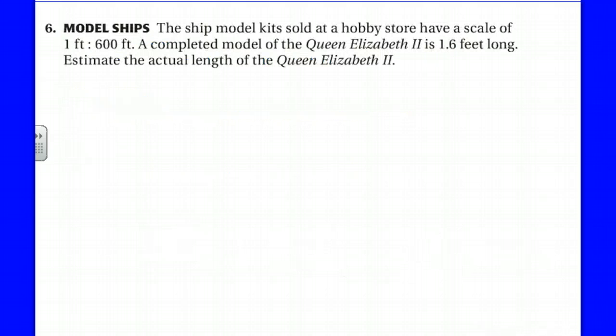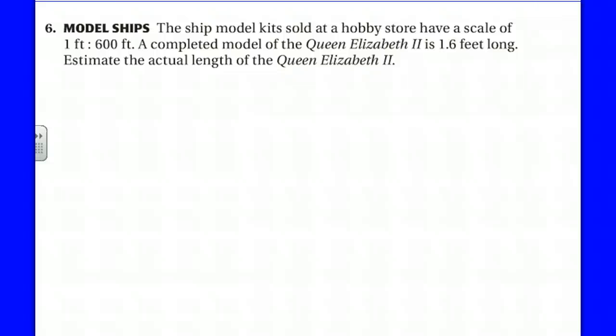All right, so this is a question from the guided practice from your book about model ships. And notice it says the ship model kits sold at a hobby store have a scale of 1 foot to 600 feet. So which of those two numbers represents the actual boat? Everyone? 600 feet. So 1 foot on this model is 600 feet for the actual boat. A completed model of the Queen Elizabeth II is 1.6 feet long. We're asked to estimate the actual length of the Queen Elizabeth II, the actual ship, right?